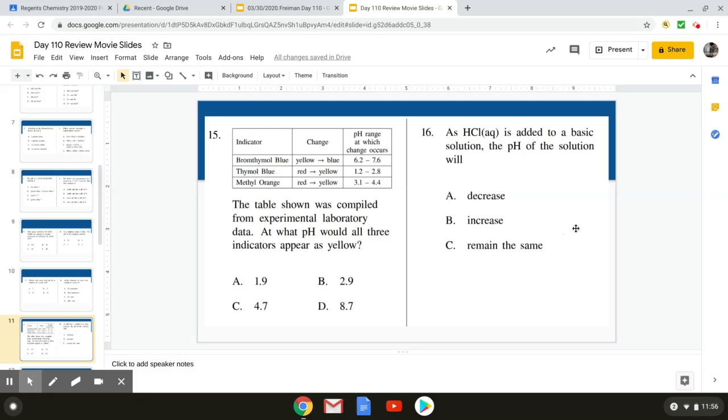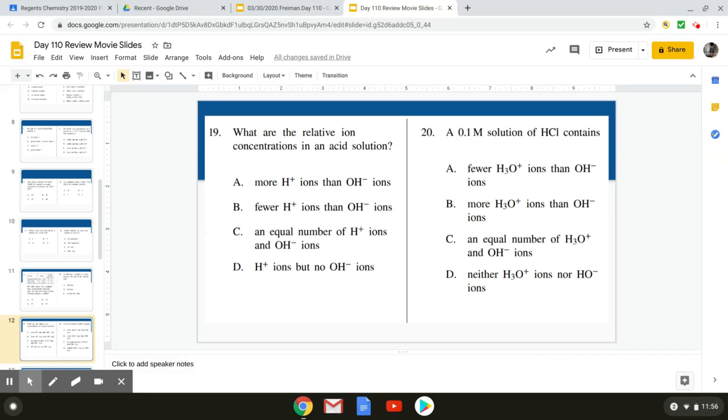Number 16, as HCl is added to a basic solution, so you're adding an acid, hydrochloric acid, to a base, the pH of the solution should go down because you decrease going towards your acid side, 1 through 7. So we should have a decrease in our pH.